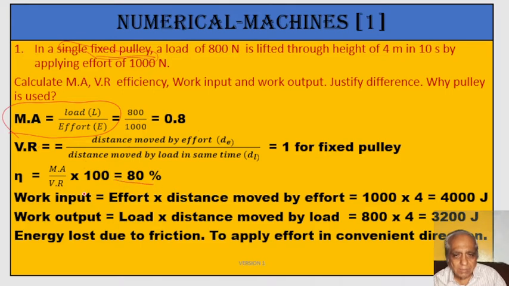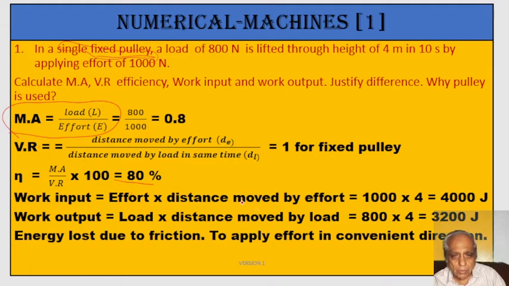Then work input. What is work input? Effort into distance moved by effort. Effort is given to be 1000 Newton, and distance moved by load is 4 meter. So distance moved by effort will also be 4 meter because VR is 1. So work input is 1000 into 4, and work output is load into distance moved by load. So it is 800 into 4, that is 3200 joules. So the difference is due to energy loss due to friction.